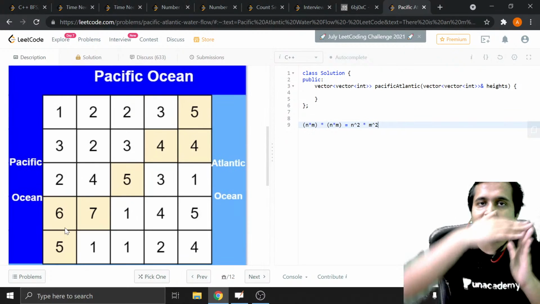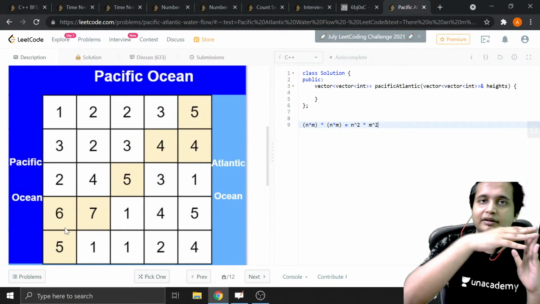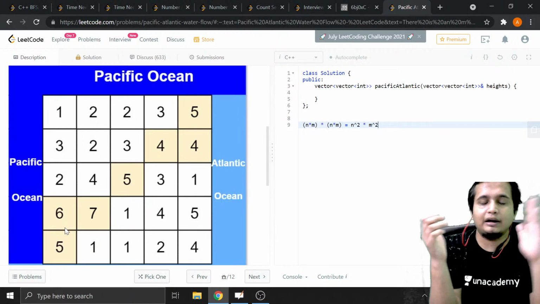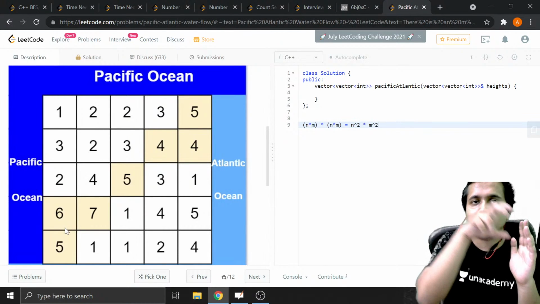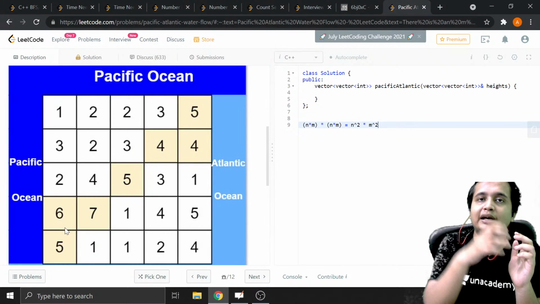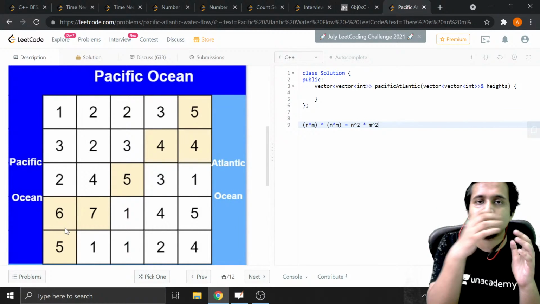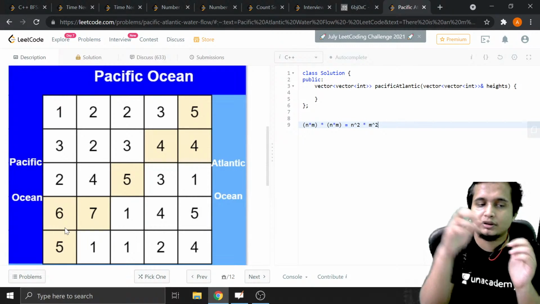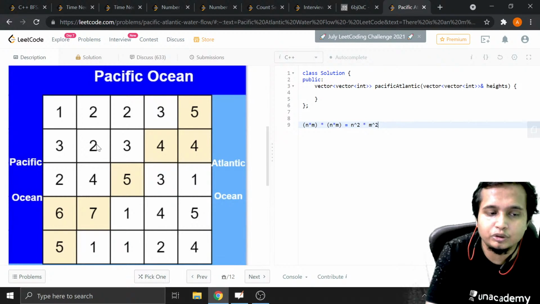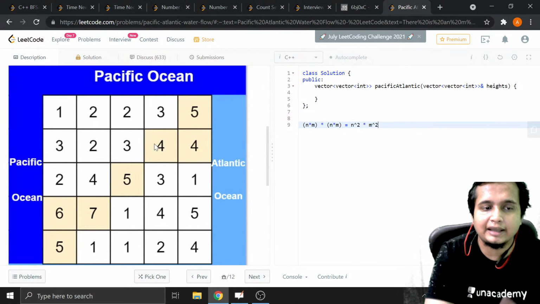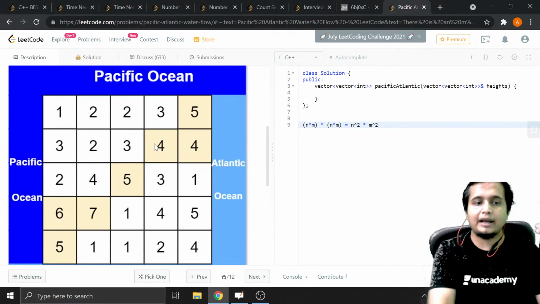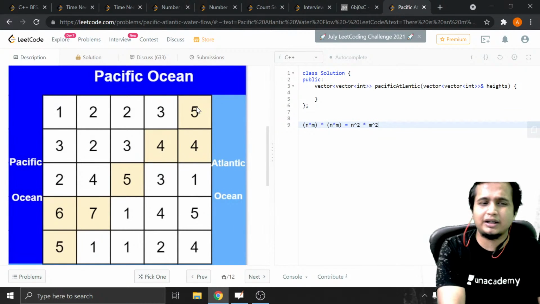So we can start from these boundary cells, the top boundary and the left boundary. Then from every cell we would go only to that cell whose value is greater than our current cell's value. We are actually trying to implement the reverse logic. So here, can I go to 2? Yeah, I can go to 2. So I would go from 1 to this 2. Similarly, I can perform a BFS or a DFS, anything.